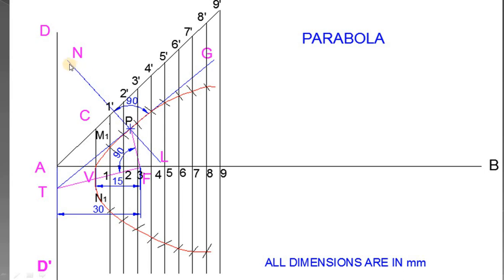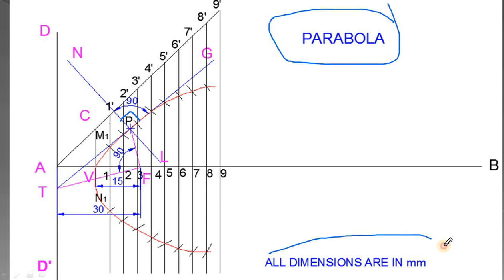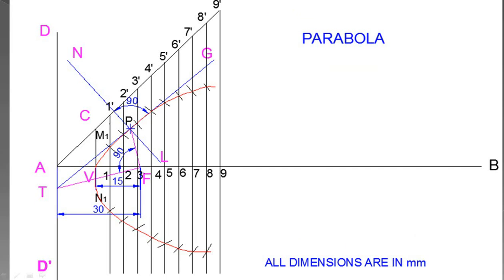Then draw a line NL in such a way that it crosses P such that PG is at 90 degrees. So this is 90 degrees. NL is the normal and TG is the tangent. That's all. We can name this as parabola, and all dimensions are in mm. This should be clearly noted in the paper.